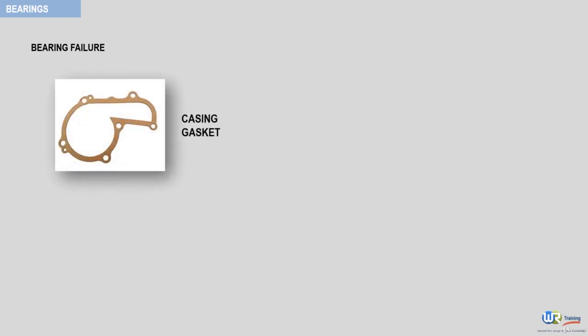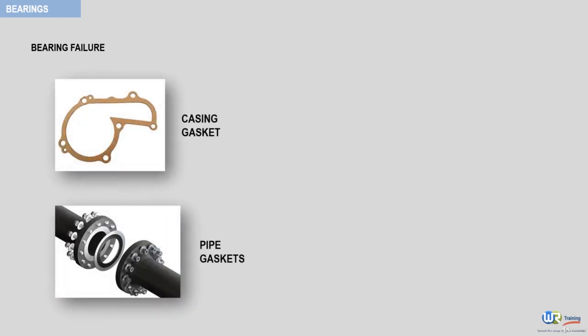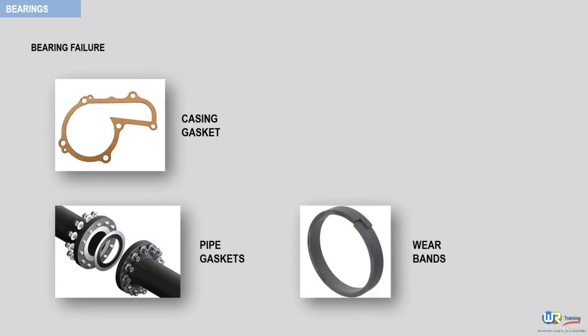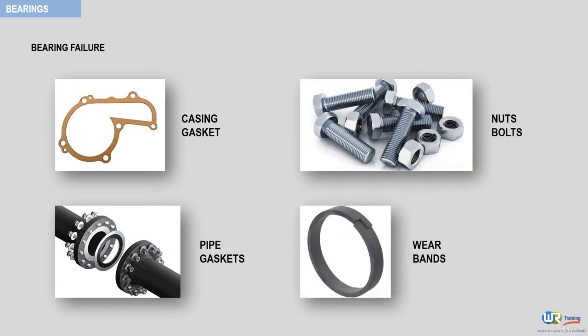And there will be other replacement parts to change, although they may or may not have failed. Some of these would be the casing gaskets, the pipe flange gaskets, the wear bands, nuts and bolts, not to mention the oil or grease lost. Then there is the time dedicated to the repair, which is also time lost from production.